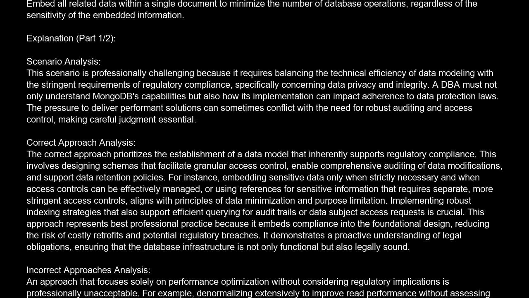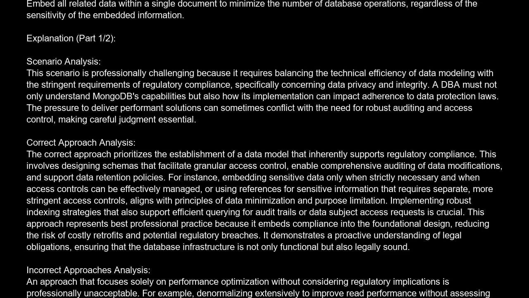This scenario is professionally challenging because it requires balancing the technical efficiency of data modeling with the stringent requirements of regulatory compliance, specifically concerning data privacy and integrity. A DBA must not only understand MongoDB's capabilities, but also how its implementation can impact adherence to data protection laws. The pressure to deliver performance solutions can sometimes conflict with the need for robust auditing and access control, making careful judgment essential. Correct approach analysis.